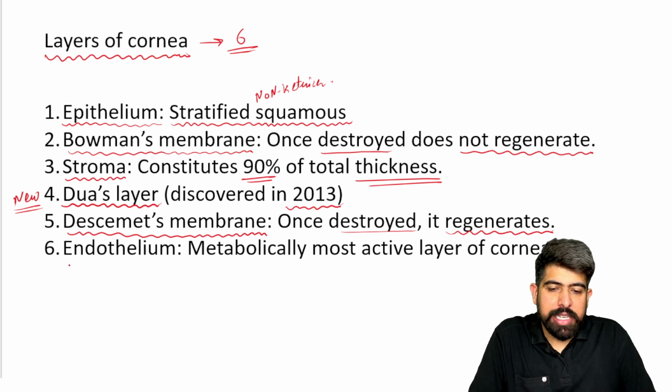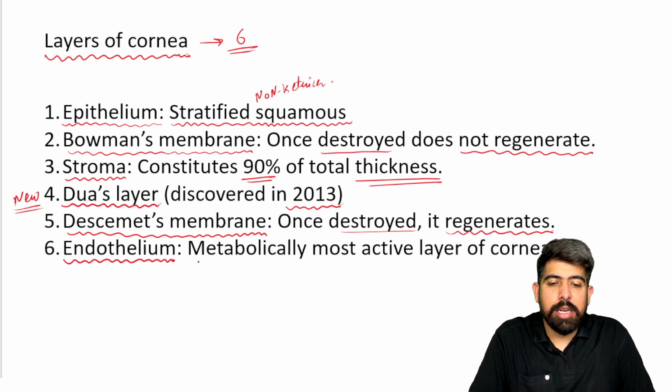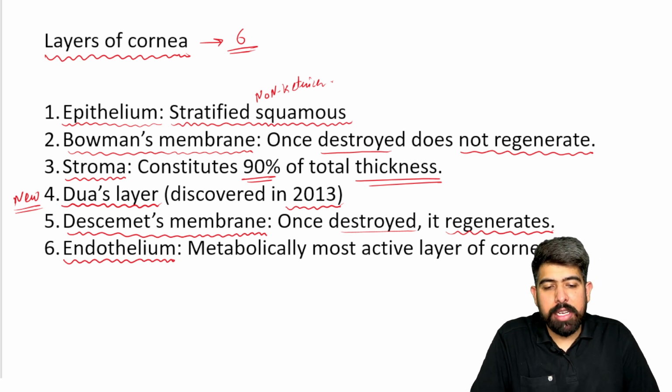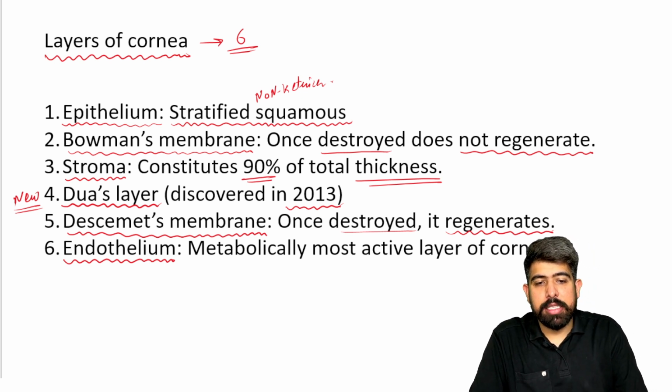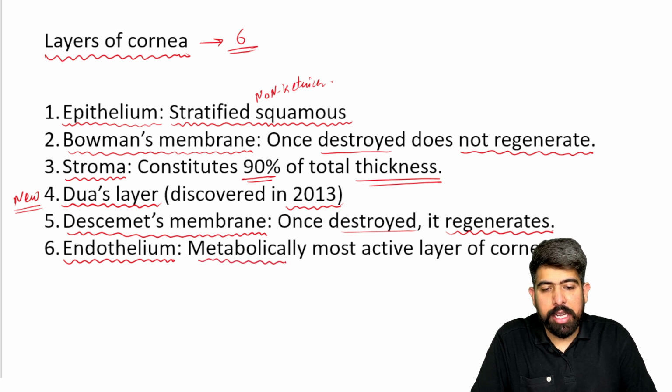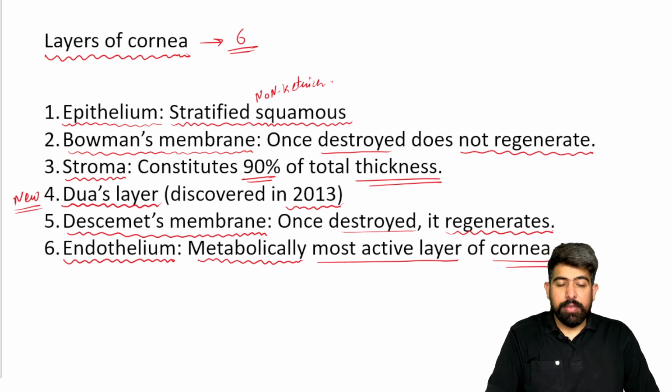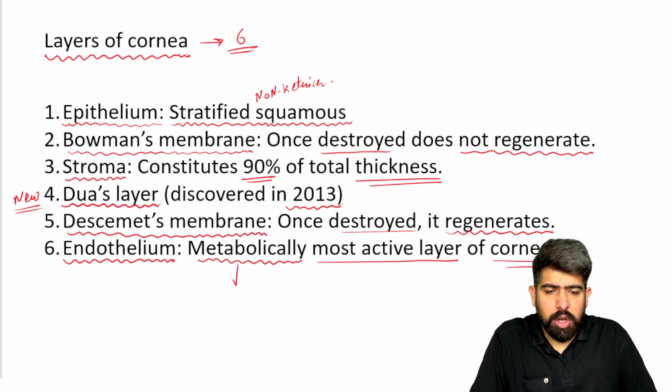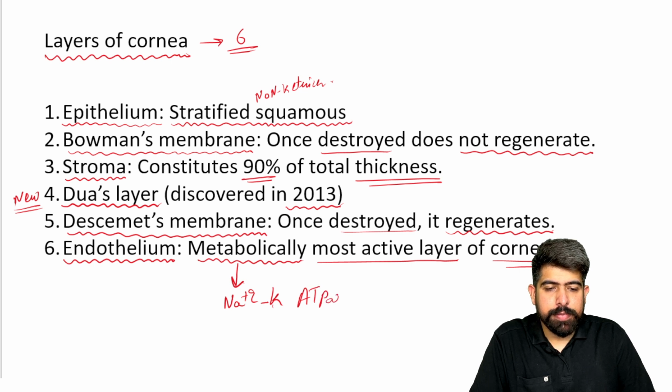The last layer is the endothelium. Endothelium means the innermost layer. This endothelium is the most metabolically active layer of the cornea. And what does it have? It has the sodium potassium ATPase pump.